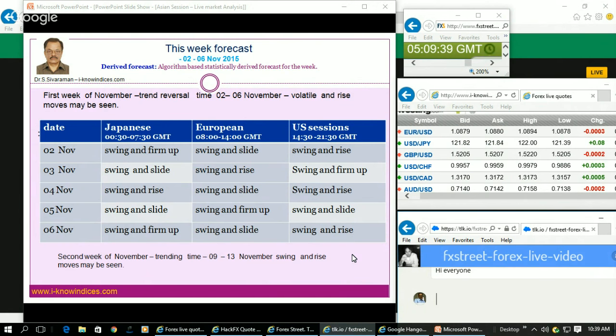And for the new year, they are expected to make a very aggressive upward move in the case of Euro and GBP during the month of January and February.